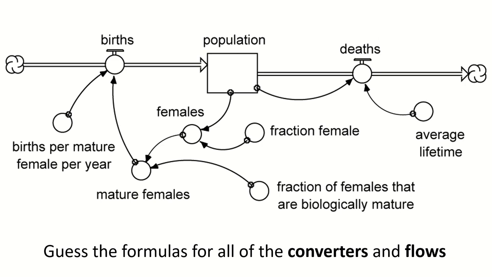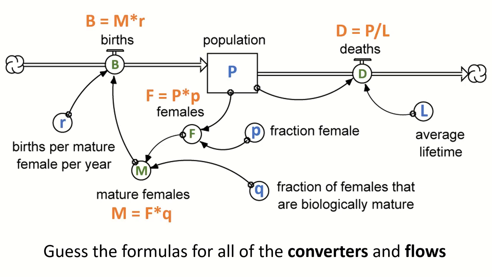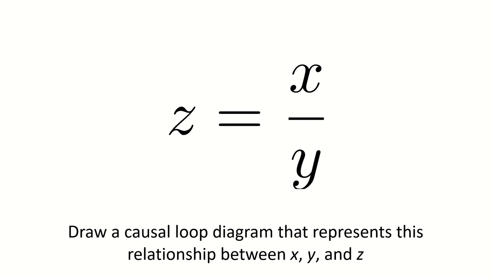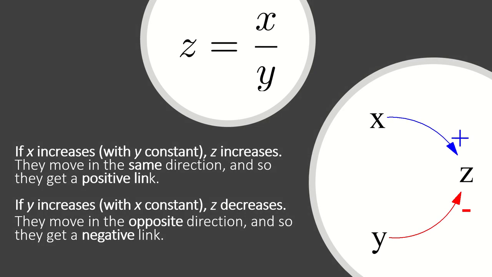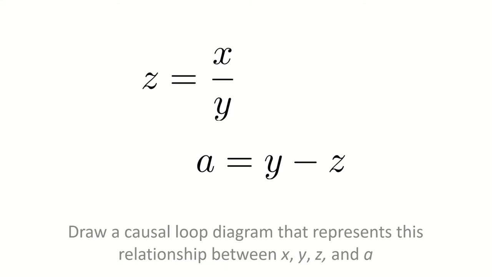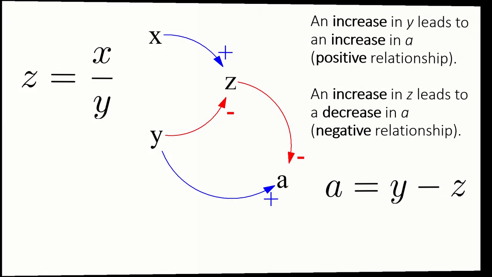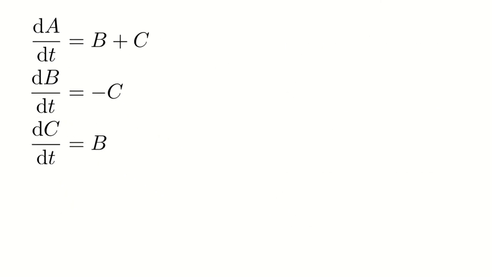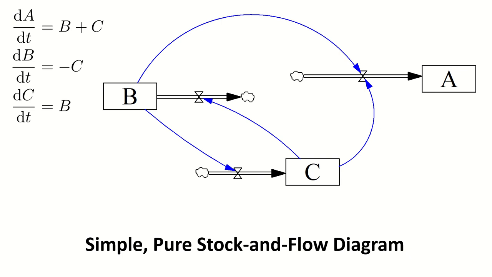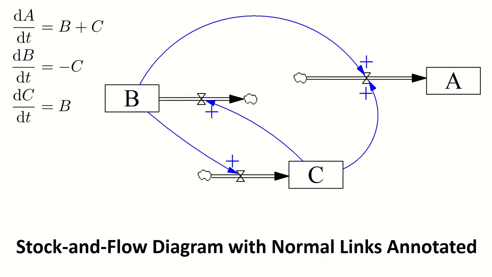I might give you stock and flow diagrams like this and ask you to try to guess the formulas. We've done a little bit of that already in some of the example problems. So that is online as well. And then draw causal loop diagrams based on formulas. We've already done examples of that earlier today. So here's just more examples of that. And then here's examples of, and again, we already did a question like this today.